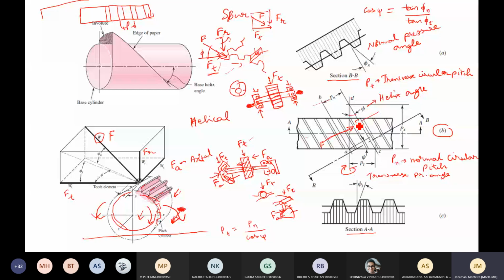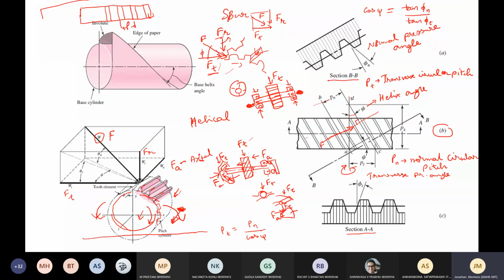This is for us to understand how the forces interact, so that we may be able to understand the equations in a better manner. So cos psi is also equal to tan phi n by tan phi t, if you deduce from the trigonometric structure of the entire gear. So let us move on to what are the forces that are getting transmitted.